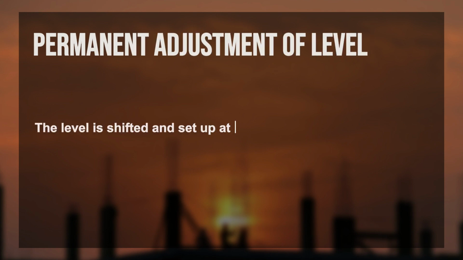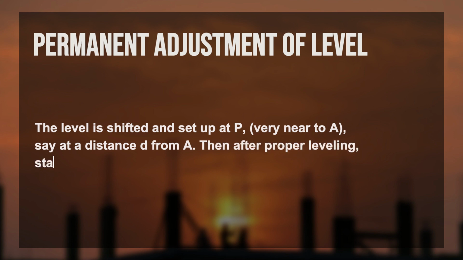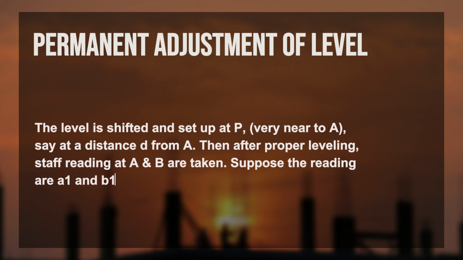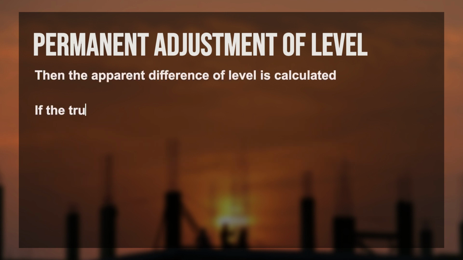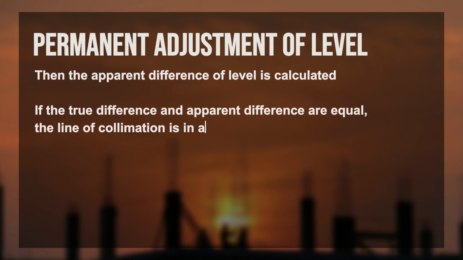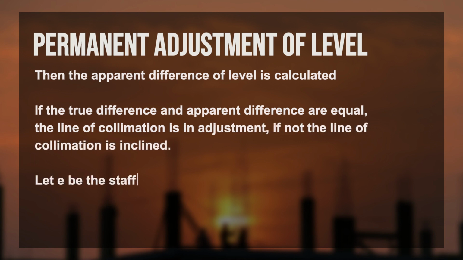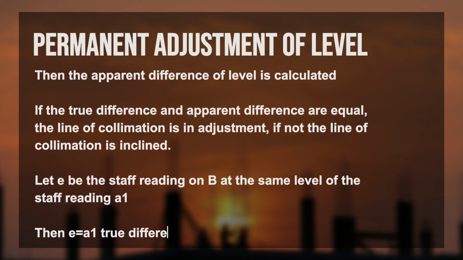For the permanent adjustment, the level is then shifted and set up at P1, very near to A, say at a distance small d from A. Then after proper leveling, the staff readings at A and B are taken. Suppose the readings are A1 and B1. Now the apparent difference of level is calculated. If the true difference and the apparent difference are equal, the line of collimation is in adjustment. If not, then the line of collimation is inclined.